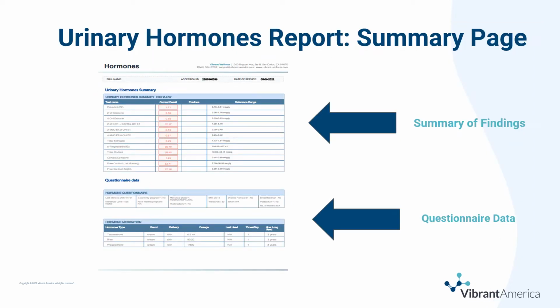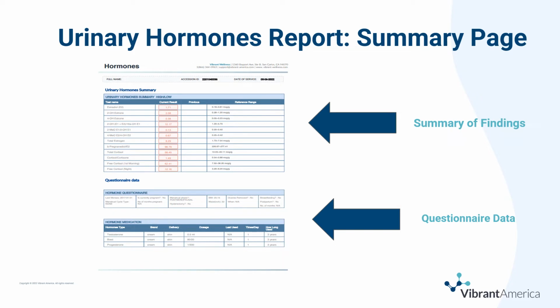The first page of your report is a summary of findings and the questionnaire data. The summary of findings summarizes all analytes that are out of the reference range in the first column, shaded in red. To the right of that, we populate the previous values from any prior urinary hormone testing for quick reference, and the reference ranges that are adjusted for menstrual status and sex.